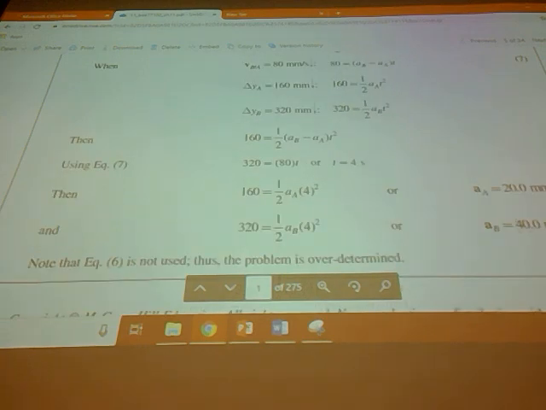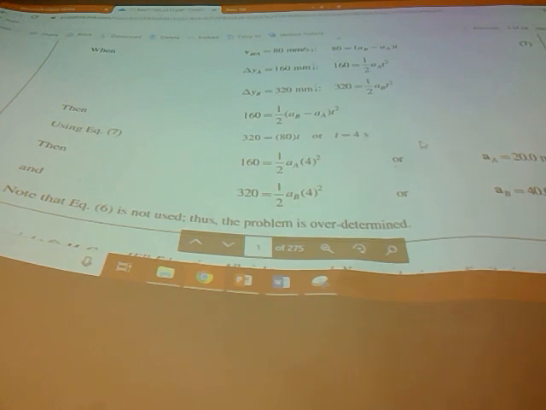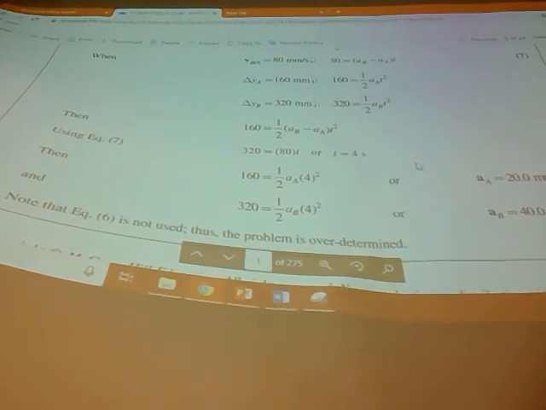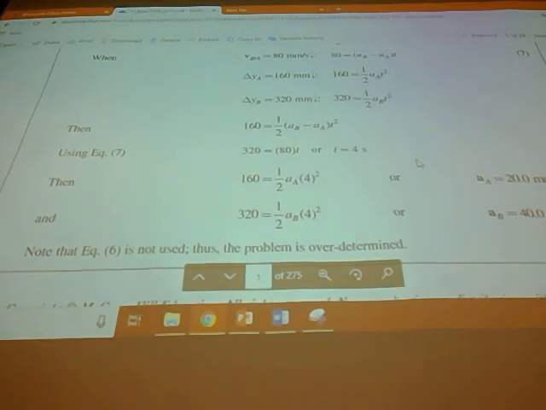And I got 40 here. I got the 20, right? And they got a 40. Why did I get negative 24 here? Wonder why. Let's take a look though at the process.